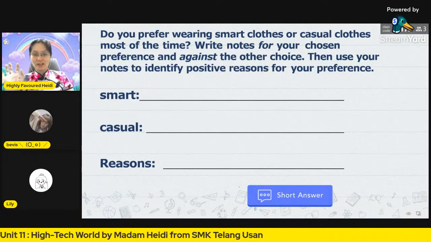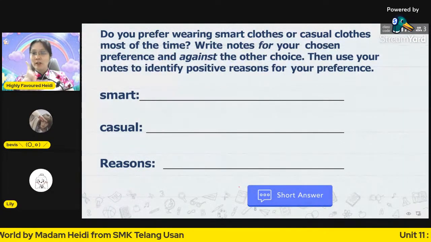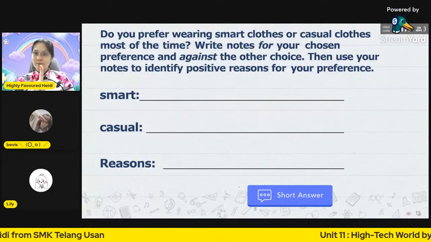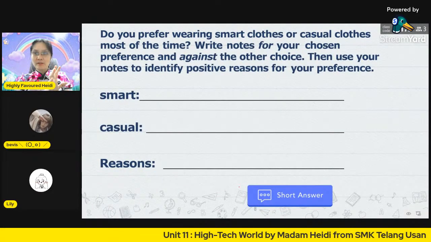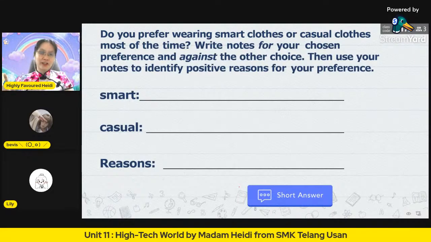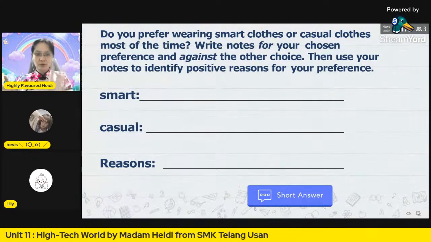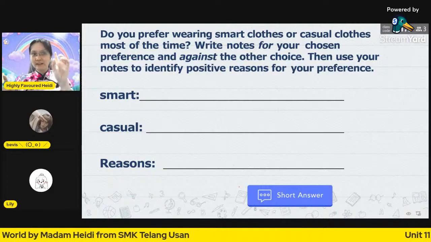So most of the time, write notes for your chosen preference and against the other choice. Remember, you cannot stand on the fence. In one sentence you prefer smart clothes, then in the next paragraph you prefer casual clothes. Cannot. For this one, you have to choose one preference, just like just now.